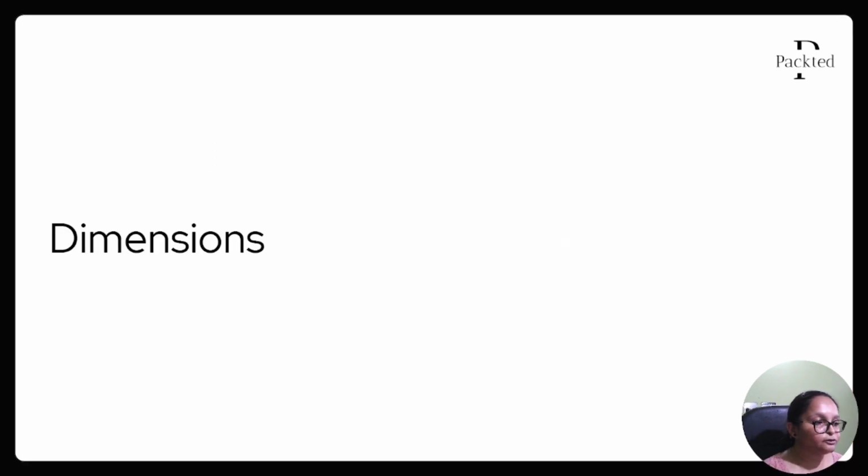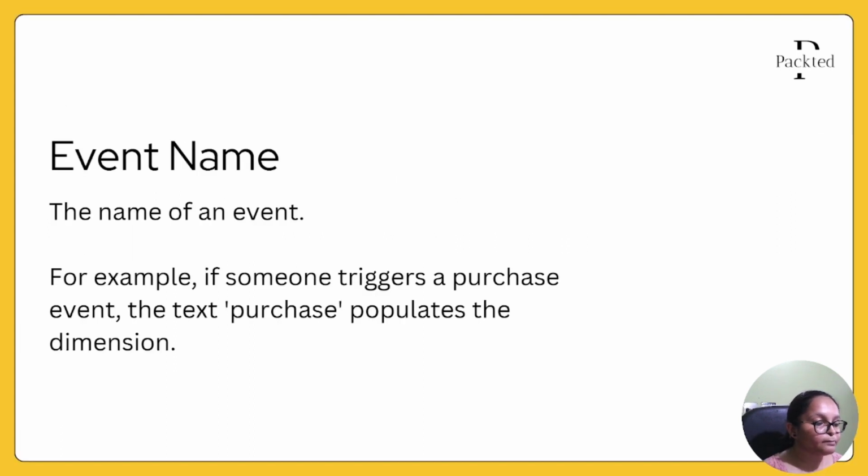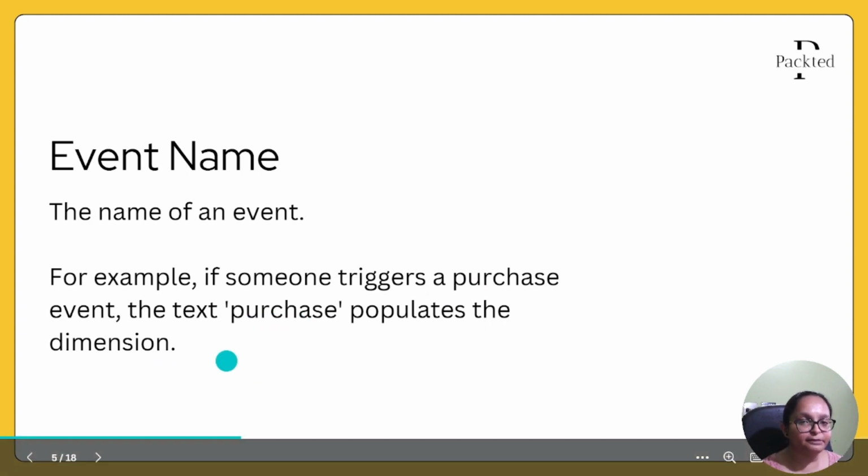So let's look at the dimensions of this report. The first dimension is the event name. This is the first and the only dimension that you will see in this report. So it will tell you the name of the event, and for example, if somebody triggers the event called purchase, and if somebody does the purchase on your website, then this text purchase will populate the dimension.